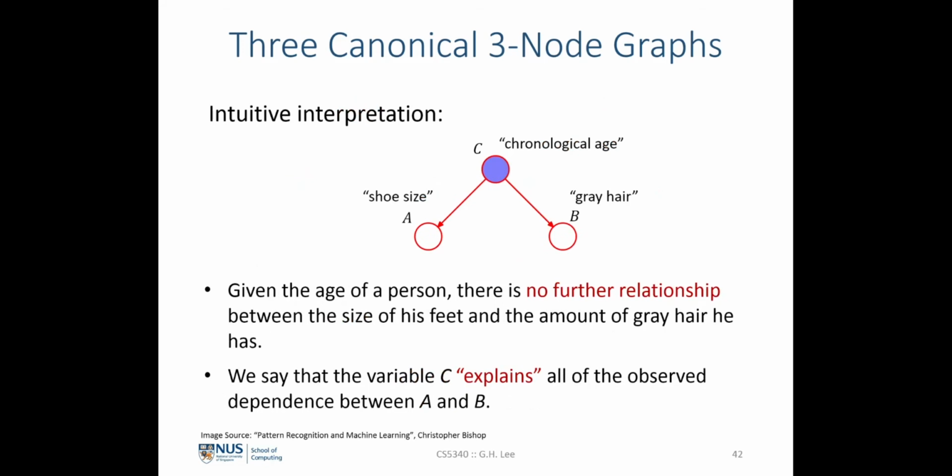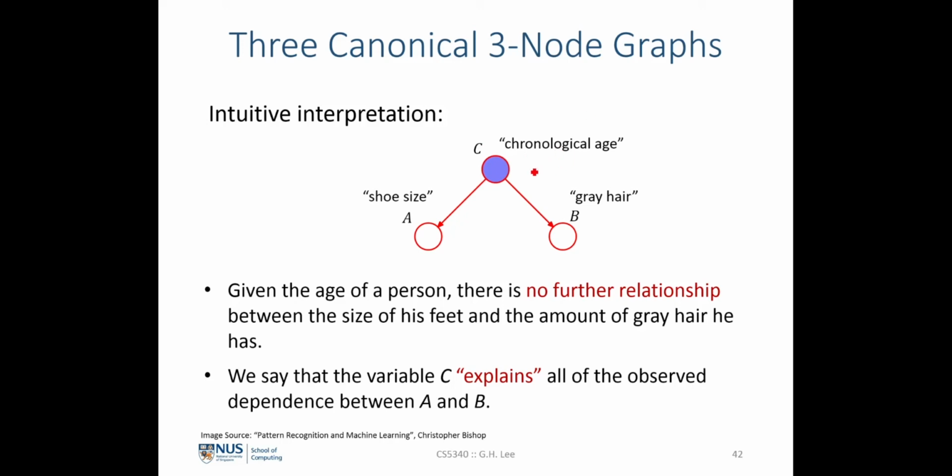An intuitive interpretation of this would be the chronological age used to represent the random variable C, the shoe size represented by the random variable A, and the amount of gray hair that a person can have, represented by the random variable B. So given that we don't observe the chronological age of the person, we would have no knowledge of the shoe size and the gray hair. So it's very intuitive to say that the shoe size will be larger given that the amount of gray hair is more, and vice versa, if we don't observe the chronological age of the person.